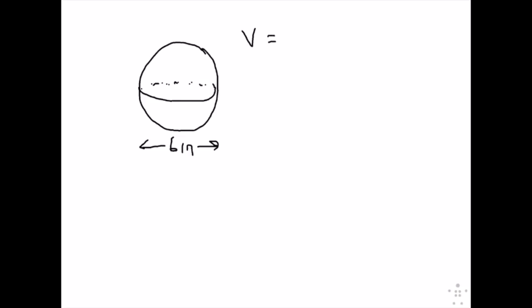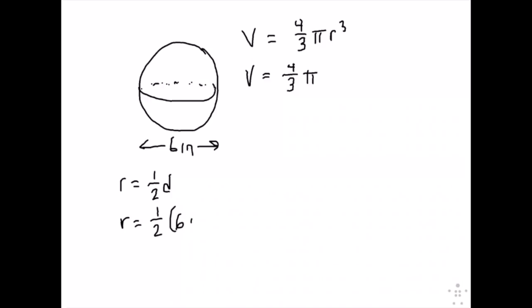So first you need to write the formula for the volume of the sphere, which is 4/3 pi r cubed. And unless the question says use 3.14 for pi or use whatever for pi, we're going to leave it in terms of pi. So I get V equals 4/3 pi, but then I need r. I only have d, so r, the radius, is 1/2 the diameter. So the radius equals 1/2 of 6 inches. So the radius equals 3 inches.